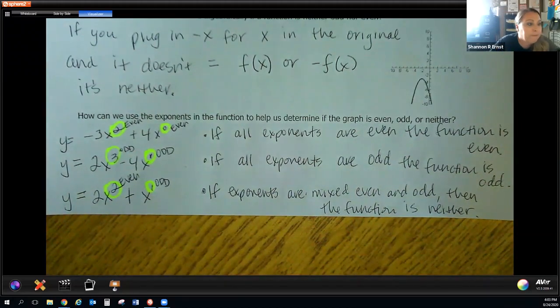Okay? Algebraically prove, graphically prove, check your answers with the exponents. And that's it for the notes.